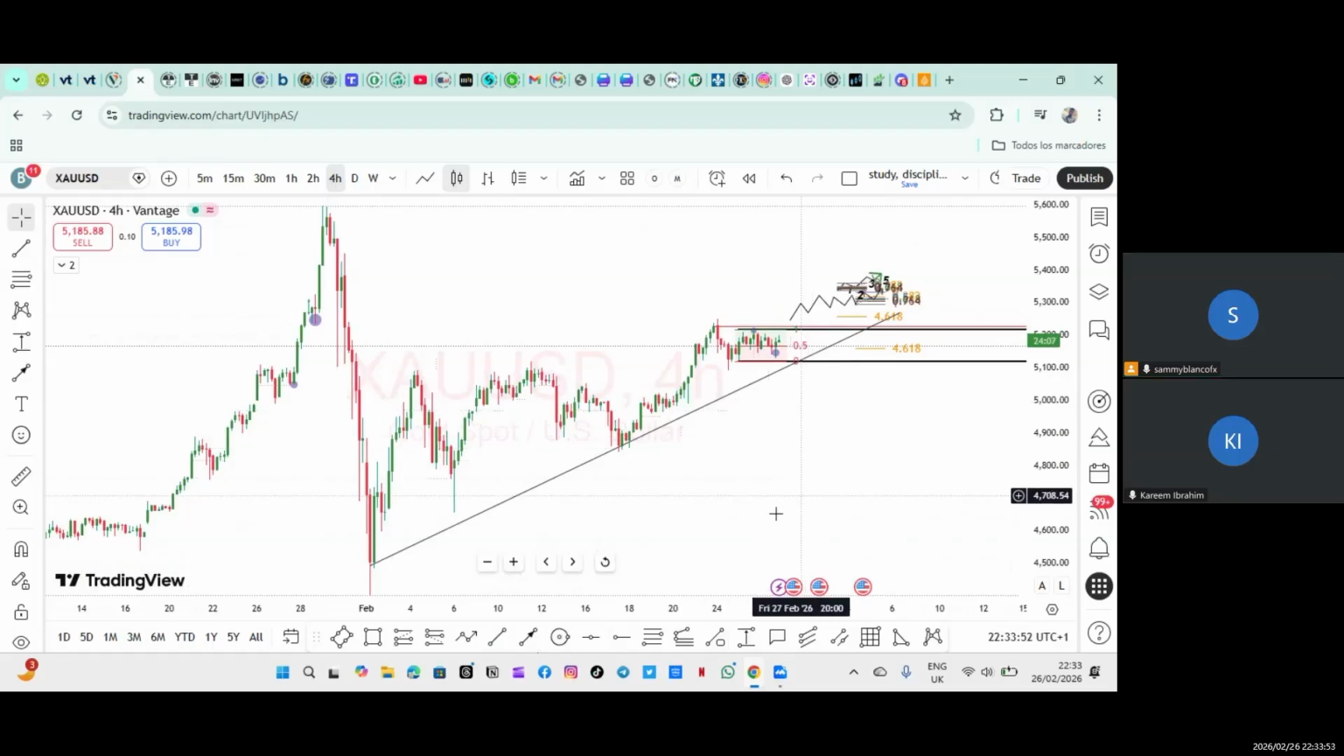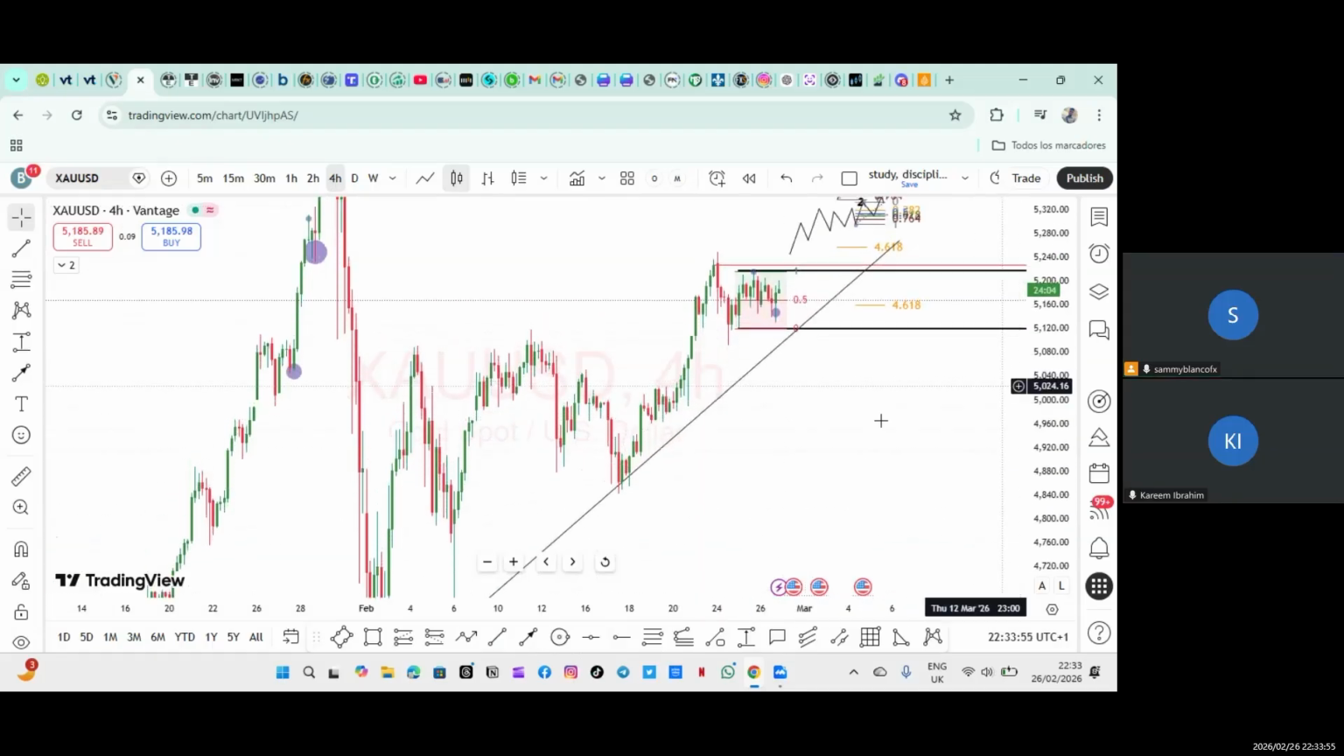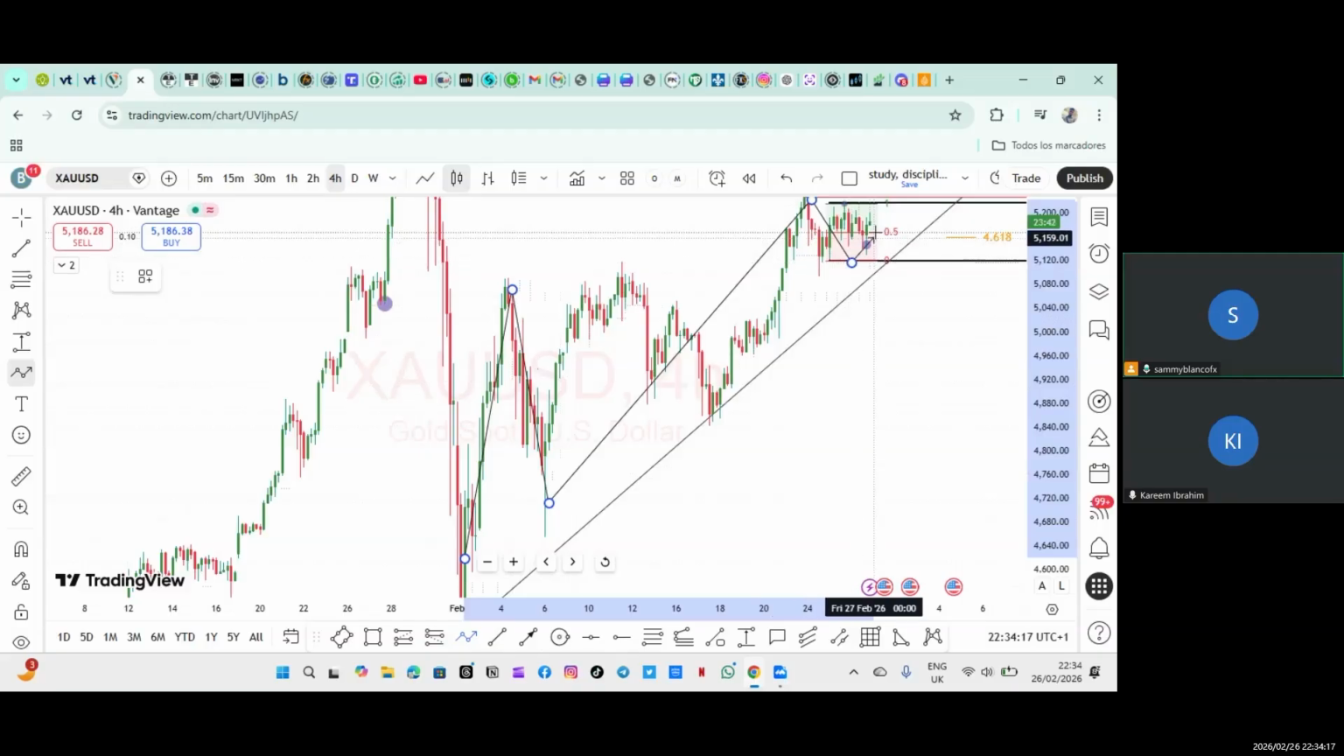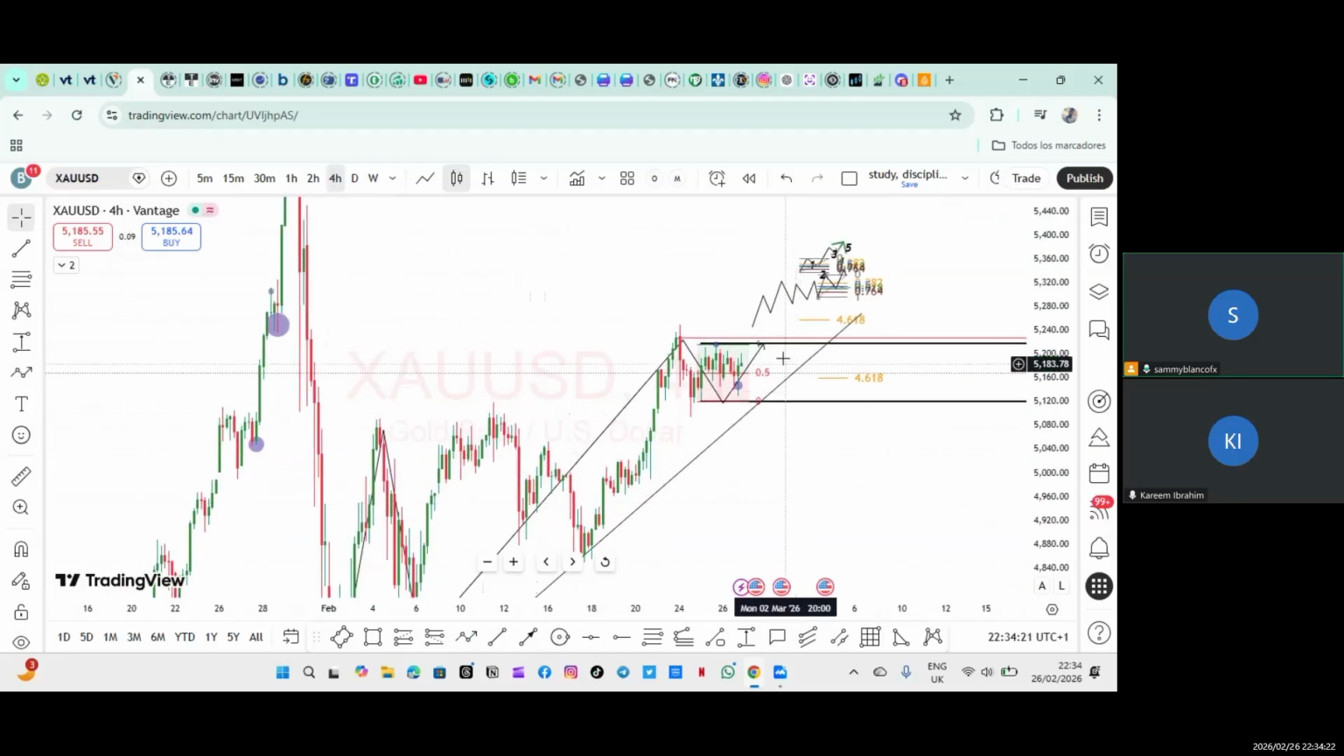Now, if I may write, this is our wave 1 and wave 2. And then all this one like this is wave 3. All this one is just like wave 3. And then this one is going to be our wave 4. And then definitely, we should be waiting for wave 5 from here to the upside.